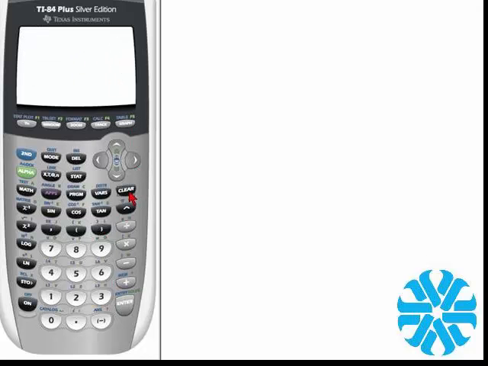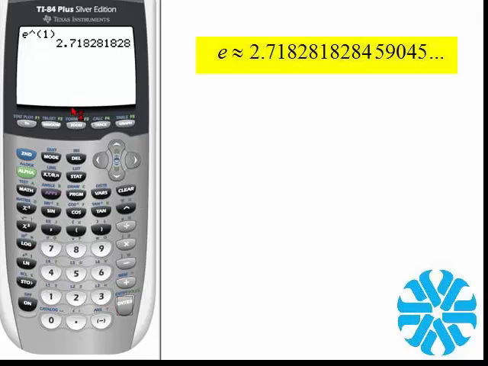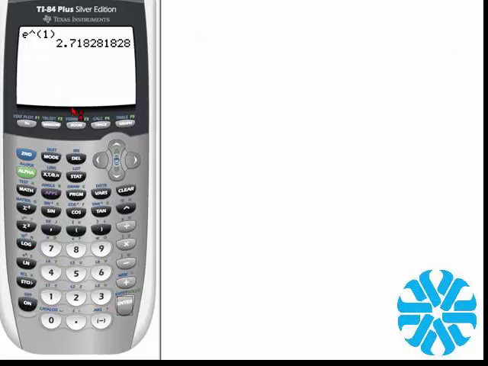Now a little trick here, if you just wanted to recall what the value of e is, and remember that e is a constant, we can go ahead and take e raised to the first power. So we're going to go second function, select the ln key, raise that to the first power, close the parenthesis, and select Enter, and this is our value of e. This concludes the basic computations of exponentials.